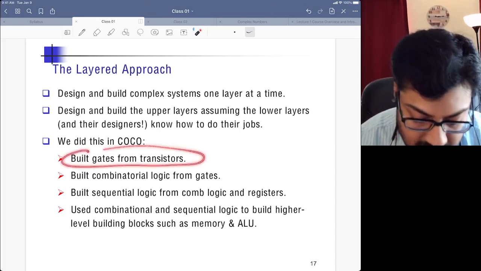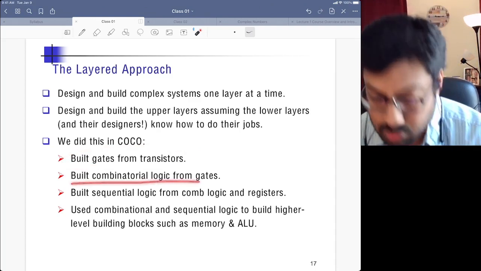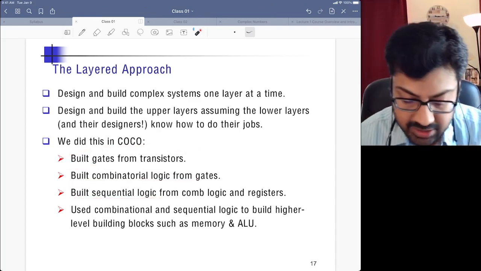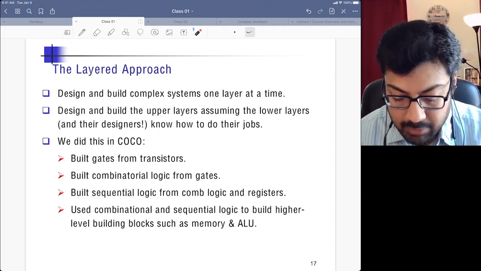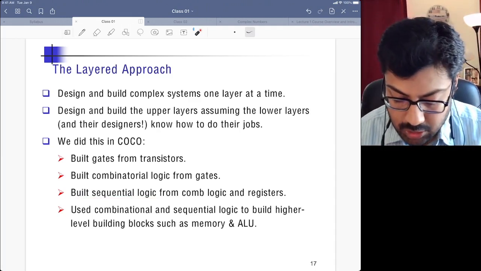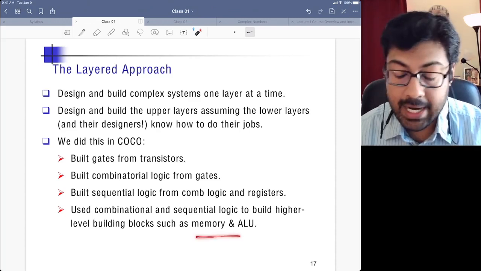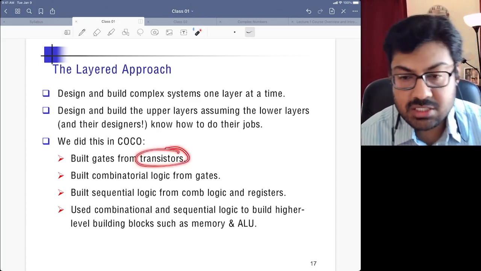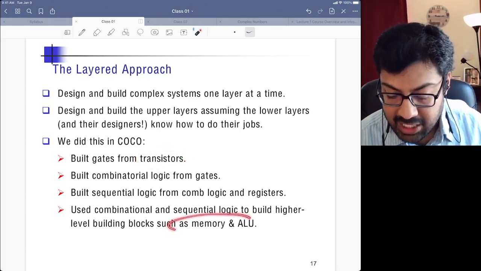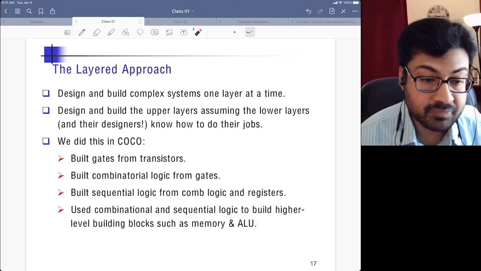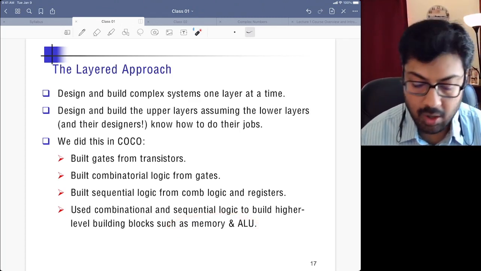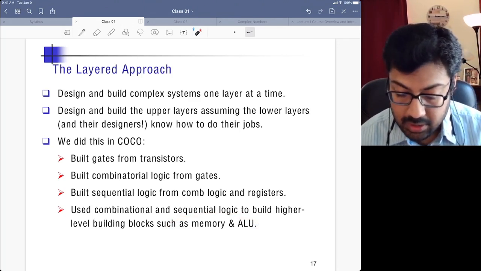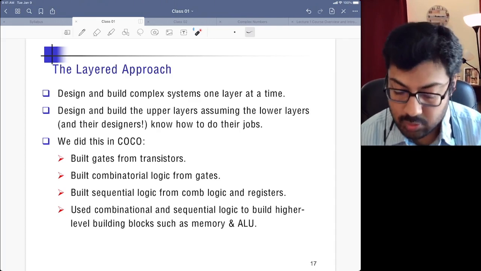We built gates using transistors, we built combinational logic using gates, and then we designed sequential logic using combinational logic and registers. And then at the very end, we put all of those combinational and sequential logic together to build memory and ALU, or even the state machines, right? So we looked at transistors all the way at the bottom, and memory, ALU, and state machines all the way at the top. We built on to things as we went on. So we did a layered approach even there, and that was for that same purpose, to divide and conquer.